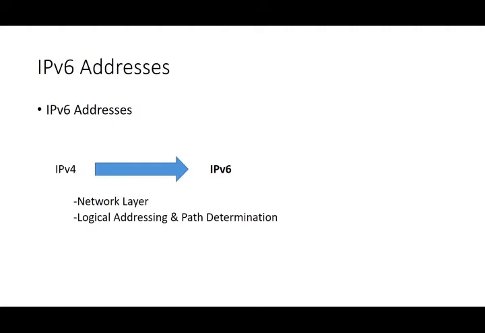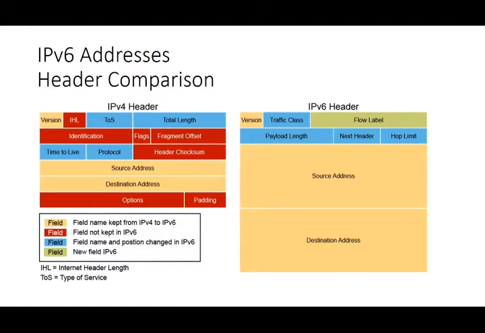Now let's compare the headers. On the left-hand side, you see an IP version 4 header, and we have already discussed its fields. Let's look at the differences between IP version 4 and IP version 6. We have a version field in IP version 6 as well. IP version 4 has an IP header length field, and we don't need that field anymore in IP version 6, so it was not kept.